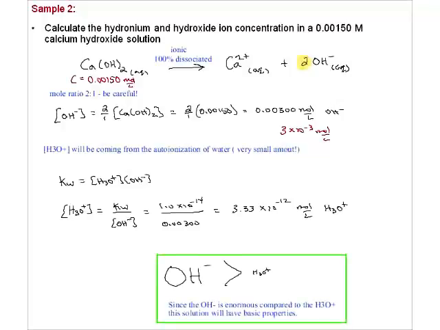And that should make sense because, after all, it's a basic solution. The hydroxide ions are what's giving it its basic properties. Bases turn red litmus blue. They're slippery. They're bitter. They neutralize acids and things like that. This guy right here, the H3O+, is tiny. It's insignificant. Its only source is from the auto-ionization of water. It shouldn't be there anyways because this guy is a base. And there we go.